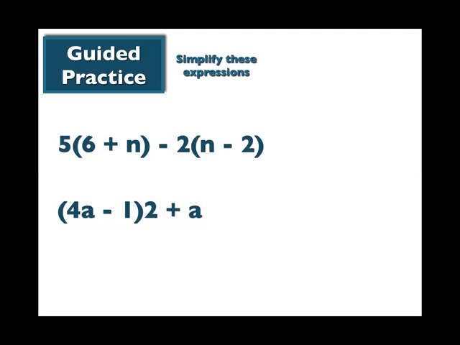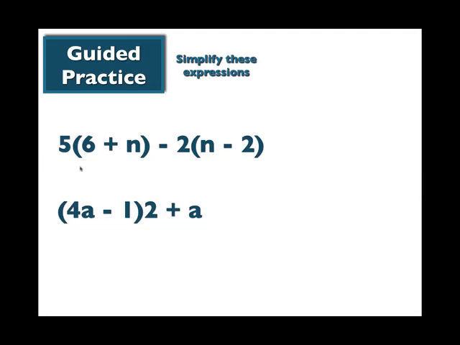Okay, we multiply 5 times 6 plus n. That gives us 30 plus 5n minus 2n. That means we have 3n now, plus 4. So the answer is going to be 3n plus 34.